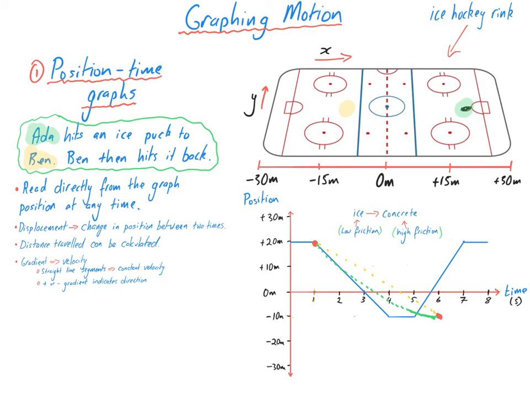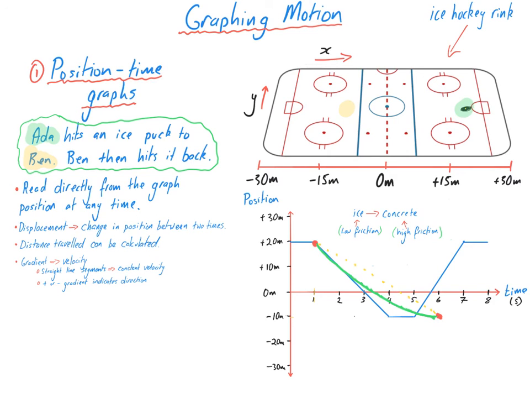So initially we see the puck travelling its fastest because our line is the steepest. Then it's slowing down, the gradient's becoming less, until it's nearly coming to a stop. So it's important when we see a position time graph that you can interpret scenarios where an object might be slowing down or perhaps speeding up.